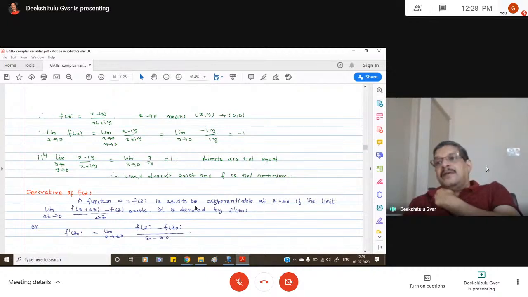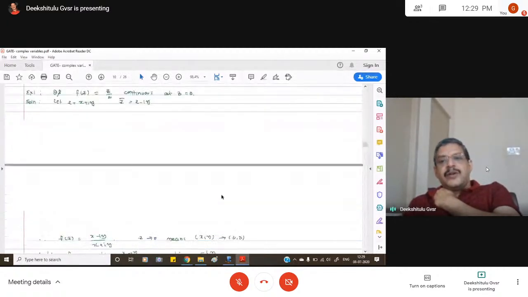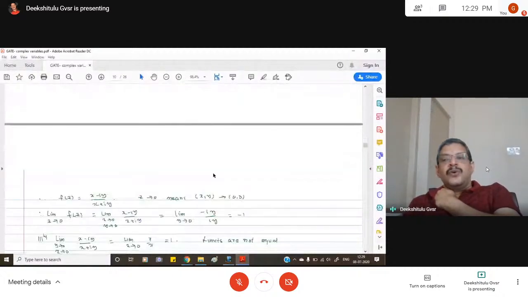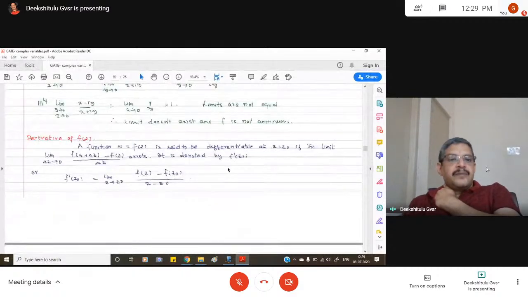And the limit does not exist. Why? A function is said to be continuous if the limit as z tends to z naught of f(z) exists and is equal to f(z naught). Here the limit itself does not exist, so there is no question of continuity.